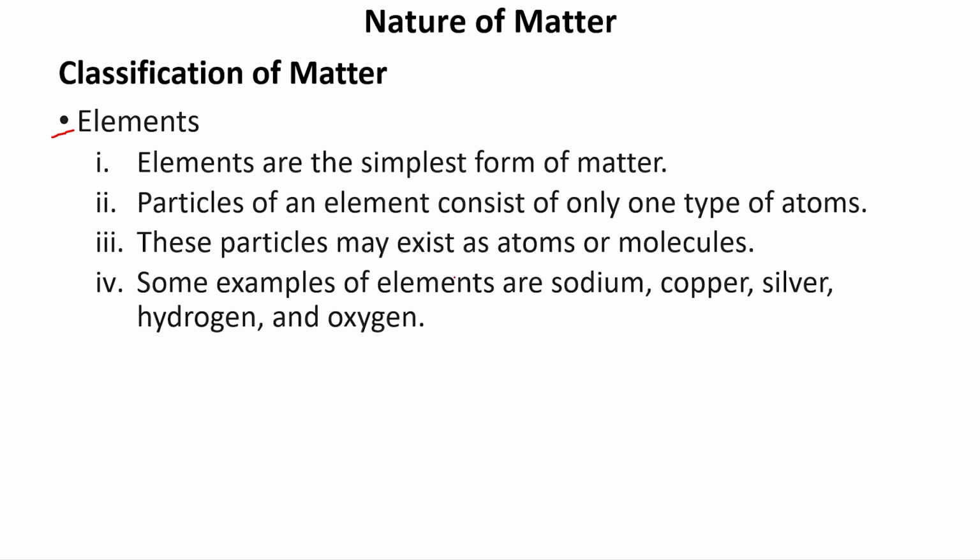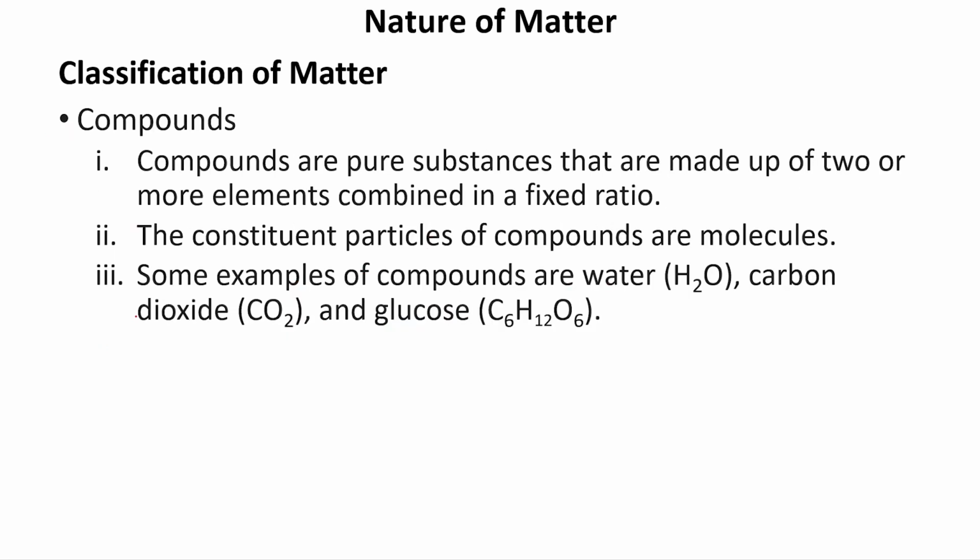Suppose we take an oxygen molecule, it will be an element. Now how is it an element? It is composed of two atoms of oxygen. Since the atoms of oxygen are identical to each other, it is an element. This element can exist in two forms, atoms or molecules. If you take an oxygen molecule, it is an element. If you take an oxygen atom, it is also an element, because the constituent particles are the same and not different. Some other examples of elements are sodium, copper, silver, hydrogen, oxygen. Sodium is basically a sodium atom, copper is a copper atom, silver similarly, hydrogen and oxygen.